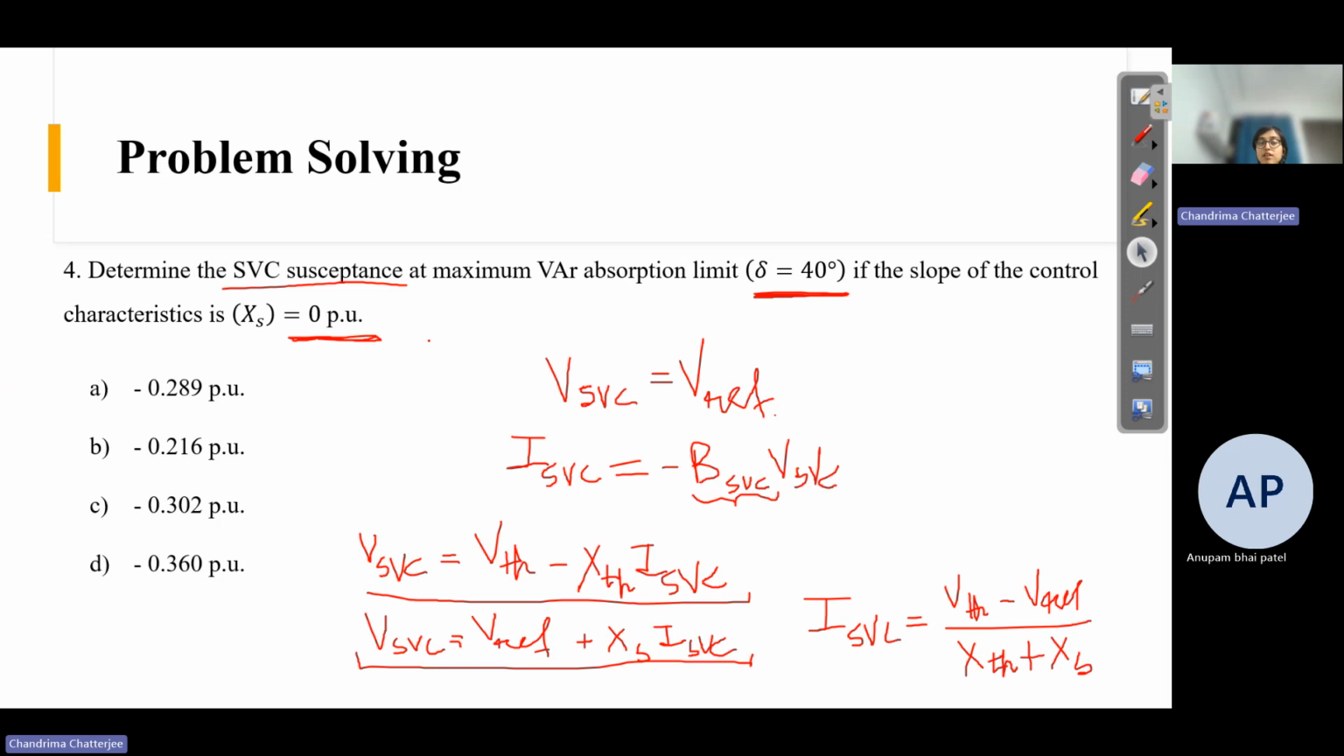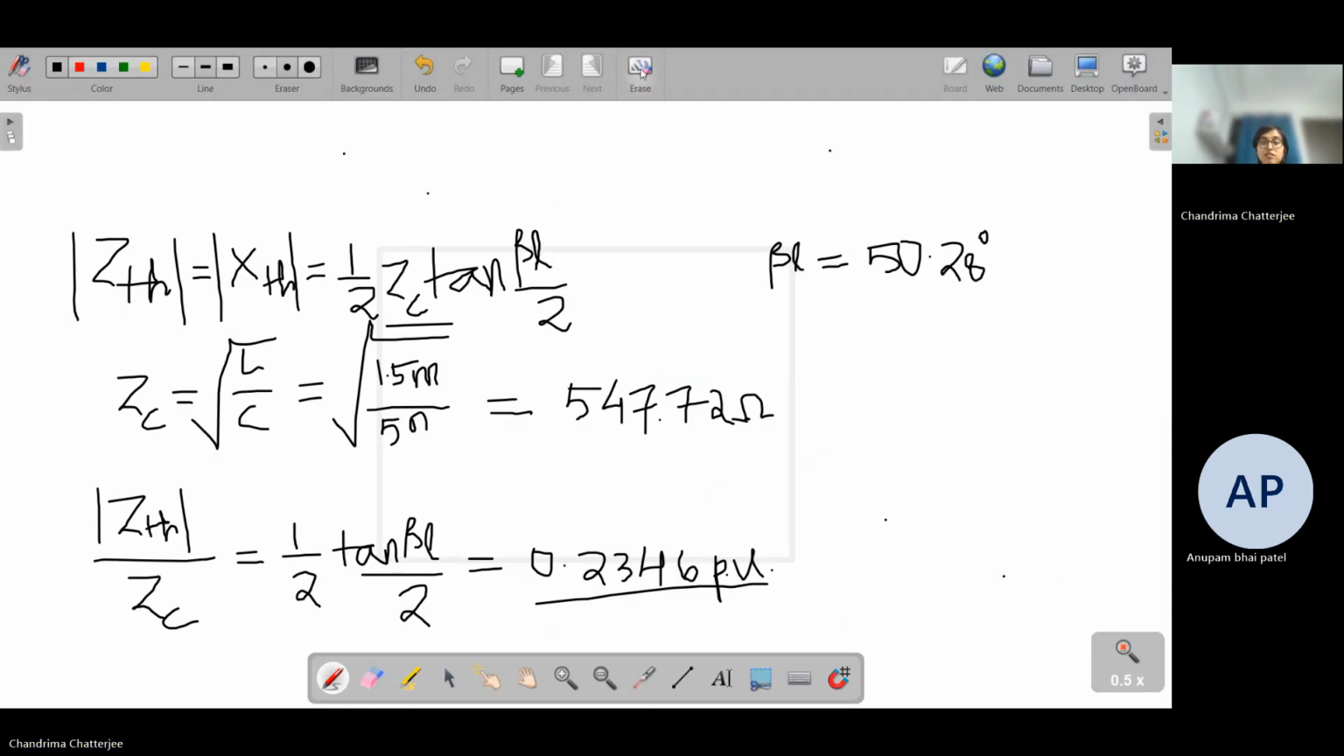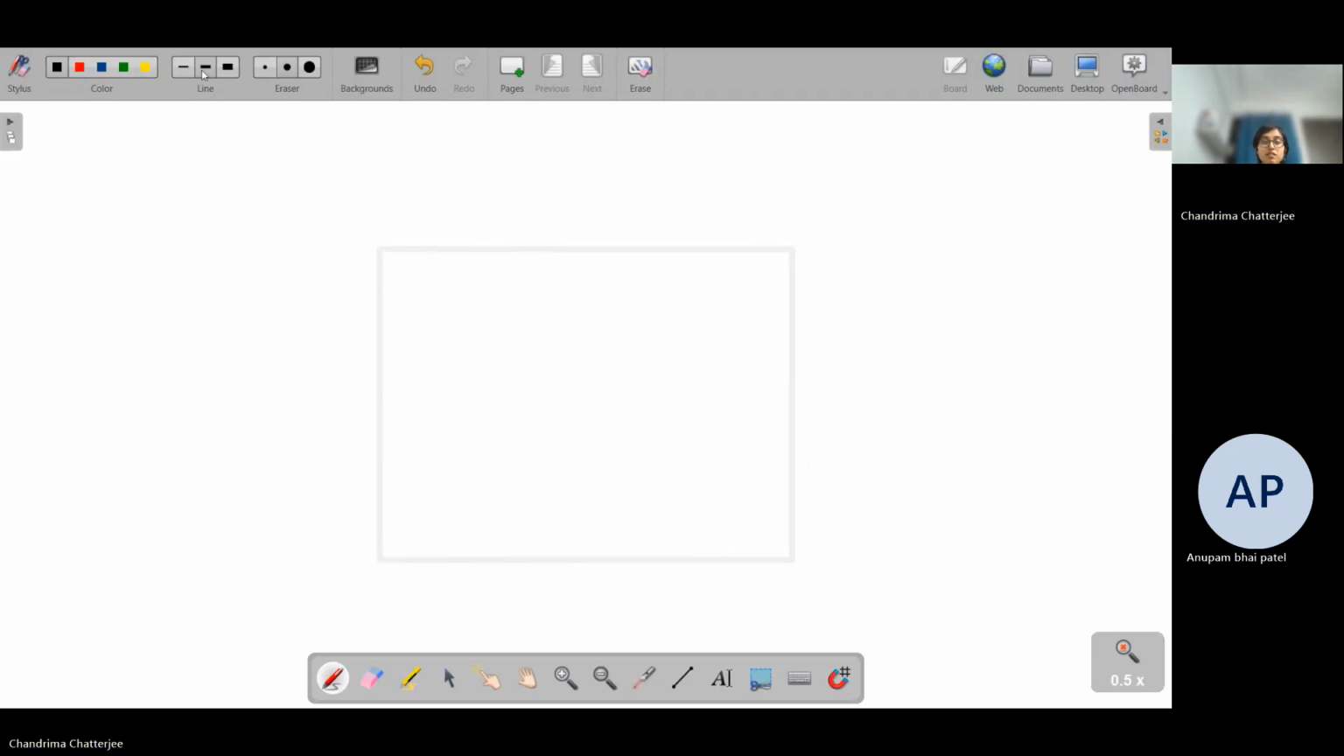When the slope of the control characteristic is 0, then XS is equal to 0. Okay. So here XS is equal to 0 because the slope is 0.